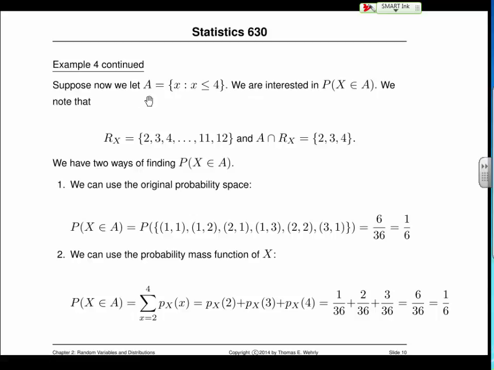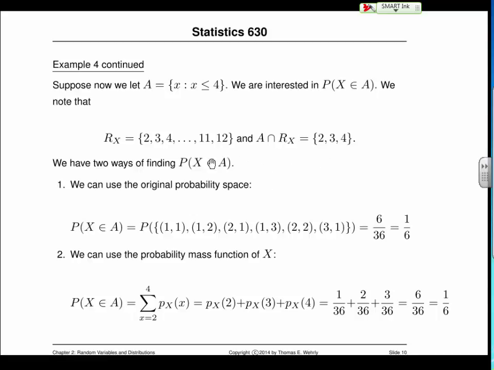So we can use that to find probabilities of different events. For instance, let A be the event that x is less than or equal to 4, and we're interested in the probability that x is in A. Similar to what I just did, the range of x is the sequence from 2 to 12. So this event A intersects the range of x: 2, 3, and 4 are the only values less than or equal to 4. So we need to find the probability of the set consisting of 2, 3, and 4.